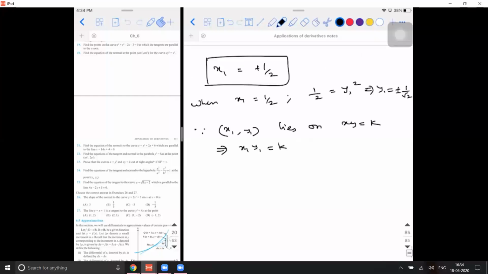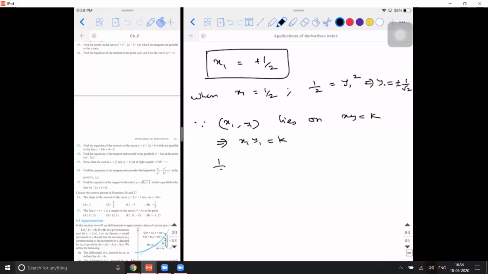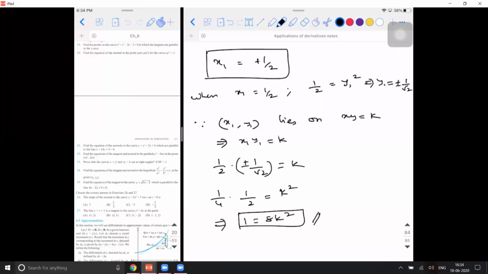So x1 into y1 is k means 1 by 2 into plus or minus 1 by root 2 is equal to k. If I square on both the sides, what do I get? 1 by 4 into 1 by 2 is equal to k square, which implies 1 is equal to 8k square. That is what they asked us to do. I hope it is clear.